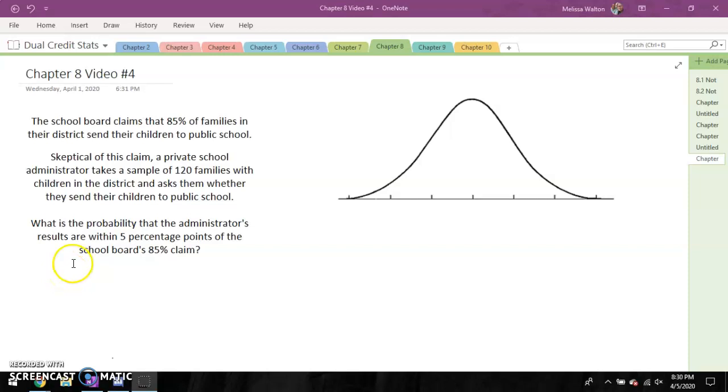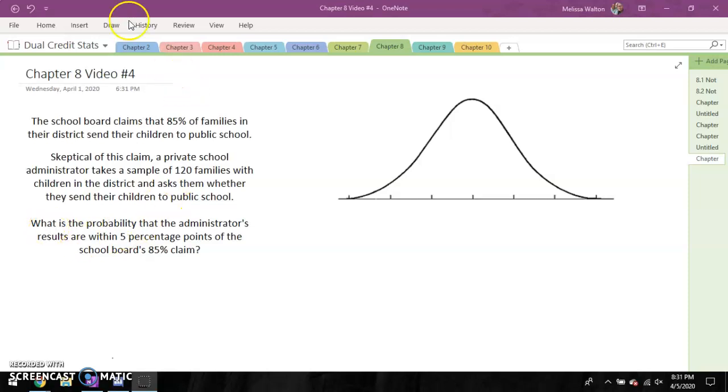This question states, the school board claims that 85% of families in their district send their children to public school. Skeptical of this claim, a private school administrator takes a sample of 120 families with children in the district and asks those families whether they send their children to public school. What is the probability that the administrator's results are within 5 percentage points of the school board's 85% claim?